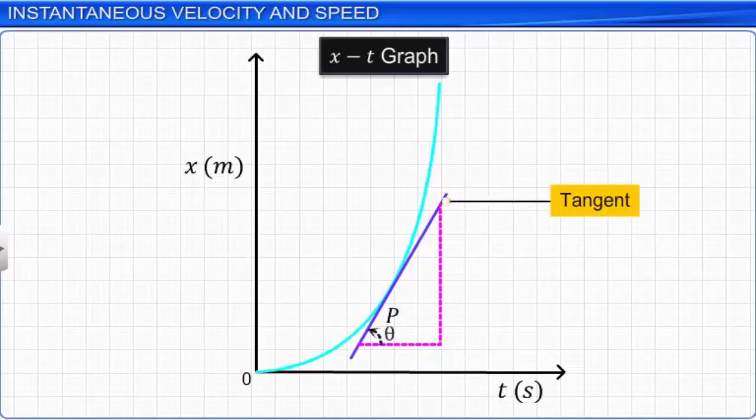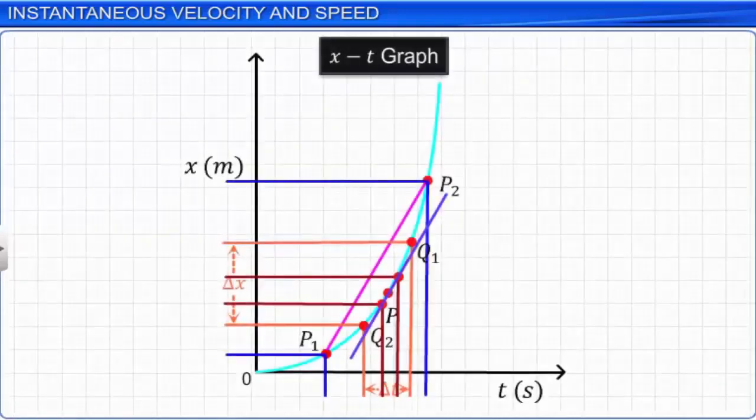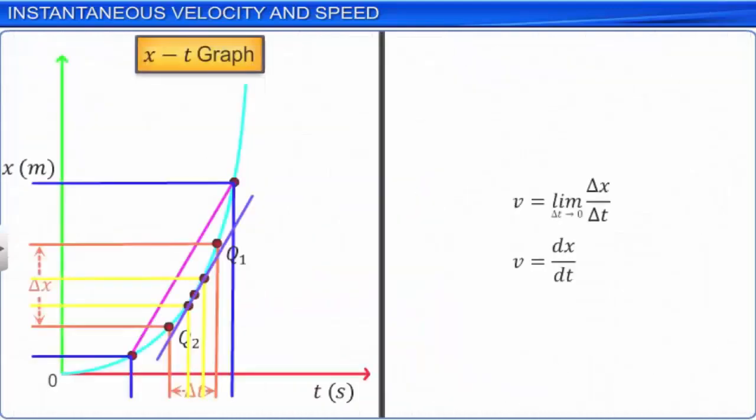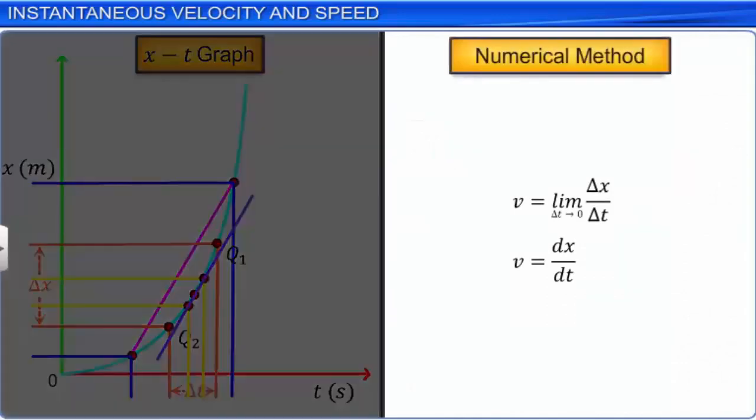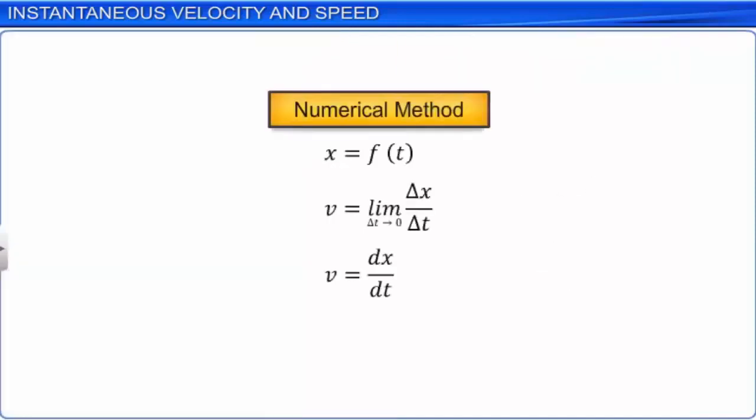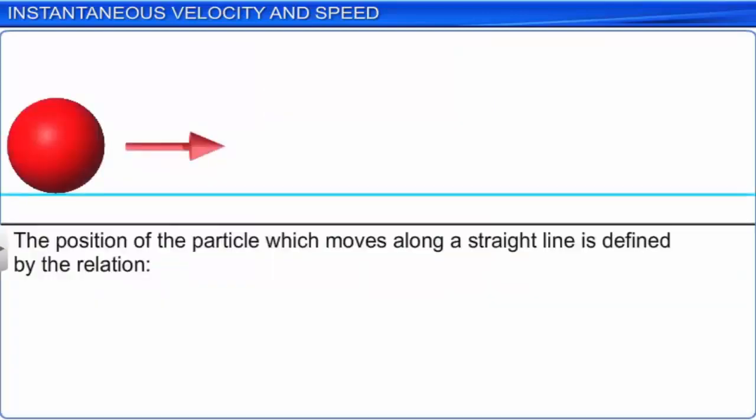This graphical method of finding the instantaneous velocity at any point is cumbersome. Therefore, we generally use the numerical method using calculus for finding the instantaneous velocity at any point. Let's solve a problem using this numerical method. The position of a particle that moves along a straight line is defined by the relation x is equal to t cube minus 6t square minus 15t plus 40, where x is expressed in meters and t in seconds.